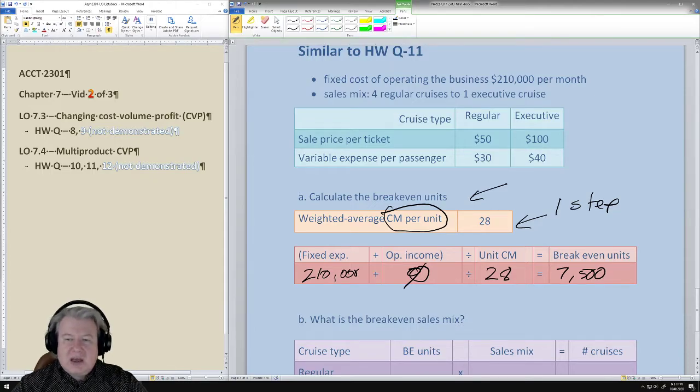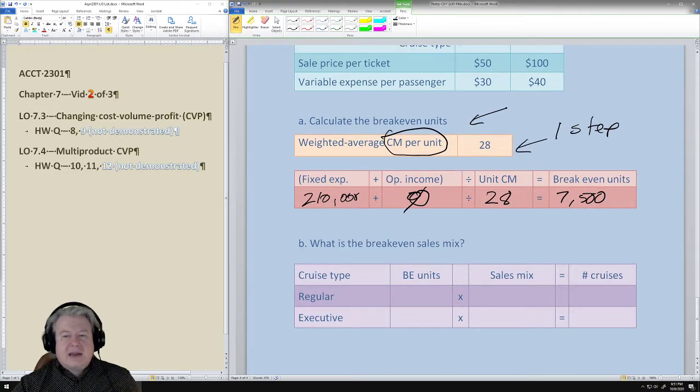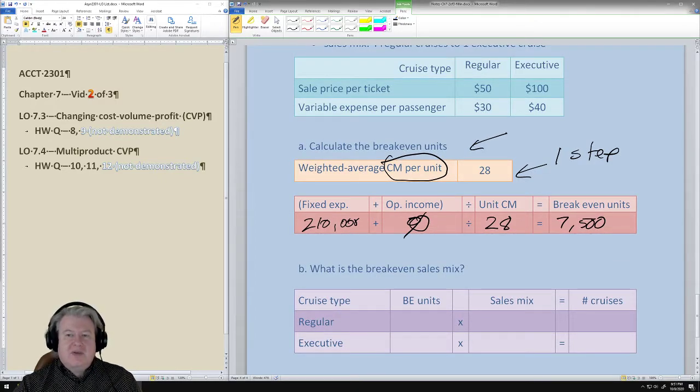Well, what does that mean? Well, we know that the total amount of cruise dinners or cruise tickets that we need to sell is 7,500 to break even. But what is the breakout? How many of the regulars and how many of the executives do I need to sell? Well, this 7,500 is the mix of the two. 7,500 is the total number of break-even units.